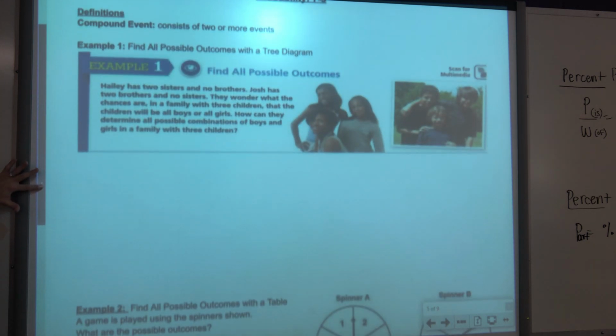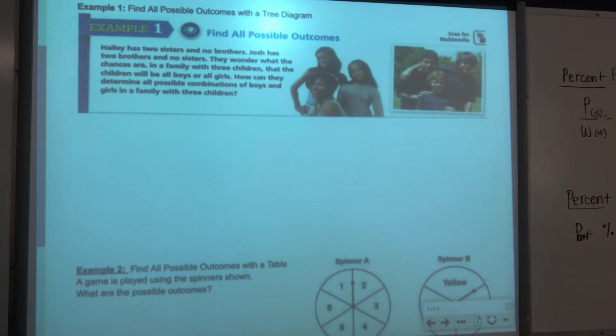So, our first problem. Haley has 2 sisters and no brothers. Josh has 2 brothers and no sisters. They wonder what the chances are in a family with 3 children that the children will be all boys or all girls. How can they determine all possible combinations of boys and girls in a family with 3 children?